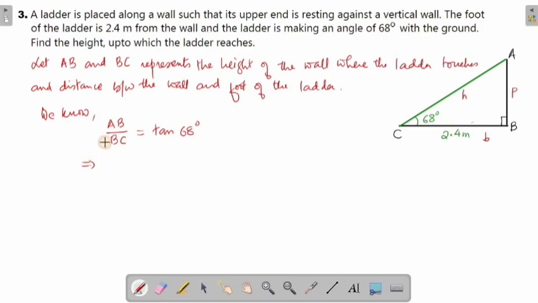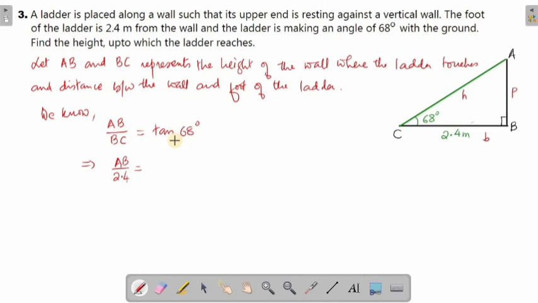Okay, what is AB? Is AB given? No, so just write AB as it is. What is BC? BC is given to be 2.4 here, equals tan 68 degree. Now we don't know the value of tan 68 degrees. So for that, you will go to the log table. Okay, I cannot show my log table here, so you will go to the log table which is provided in the book. Since you are finding tan, you will go to the log table of natural tangents. In natural tangents you will be able to find this.